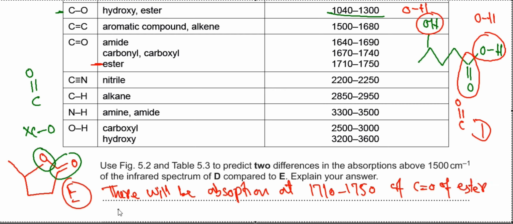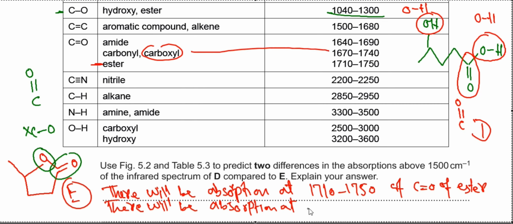That is one comment. Second, copying the same pattern, there will be absorption at, again C double bond O, but because of the carboxyl, at 1670 to 1740 of C double bond O of acid or carboxylic acid.